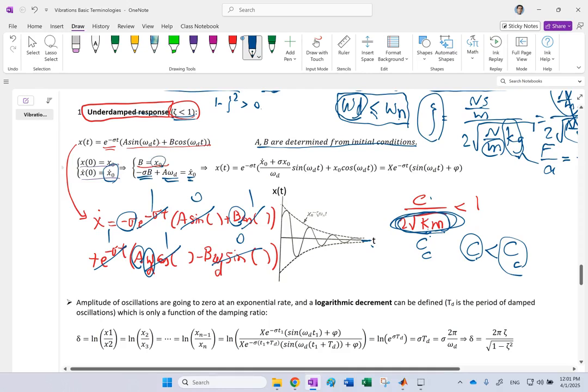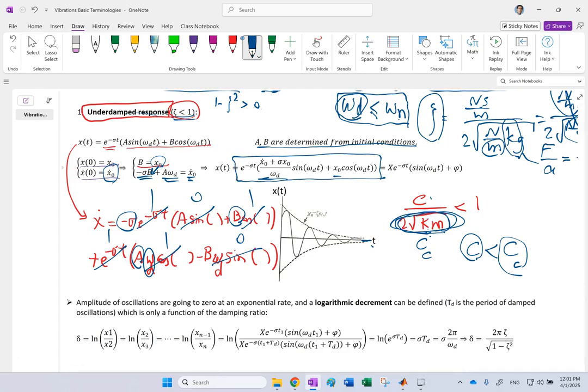So now that you have x0, plug it here. That should give you a and b. So that is going to be your a, this is going to be your b, and this is going to be your solution, this guy here. That is your solution to arbitrary initial conditions x0 and x dot 0. You see there is a cosine and a sine, so there is a harmonic and there is an exponential.